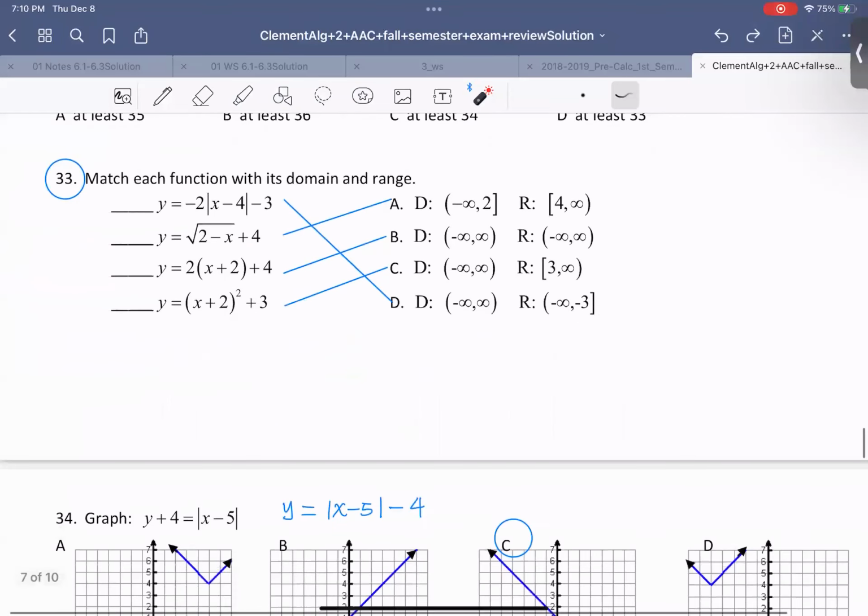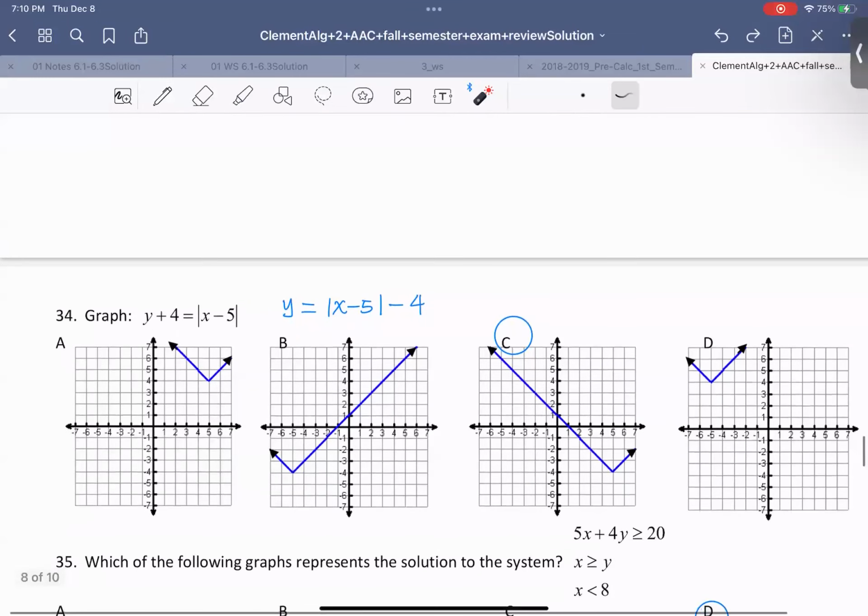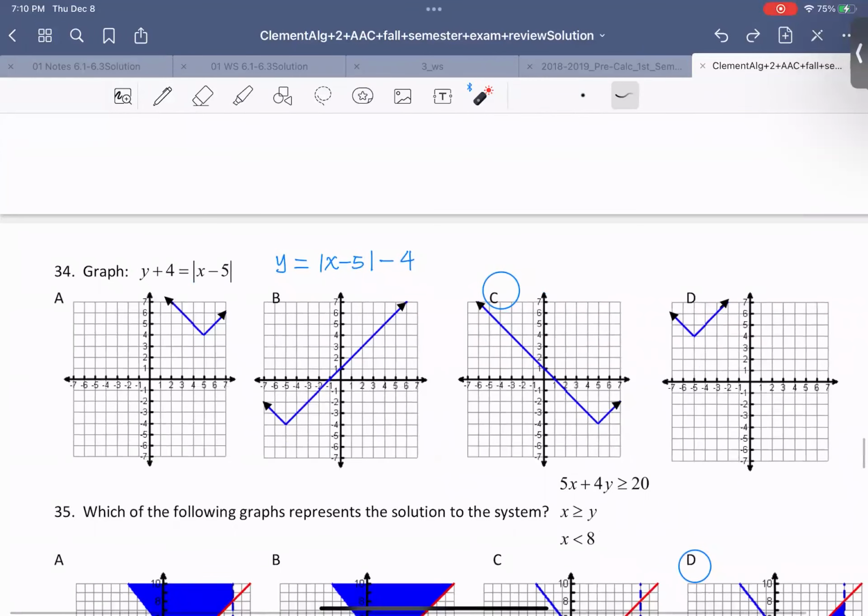Graphing part. When they give you this, you want to move the constant to the right. You move the 4 to the other side, so you have this here. And then you can draw it. The vertex of this guy is 5, negative 4. This guy is positive, so from this vertex, go up, go up. If they have a negative, you will go down, go down.